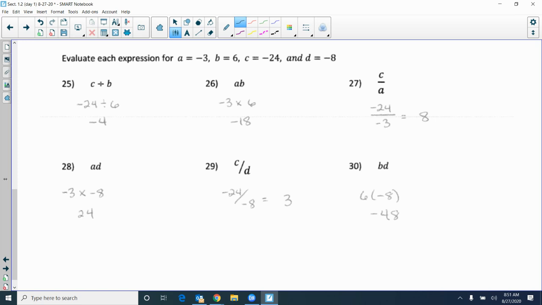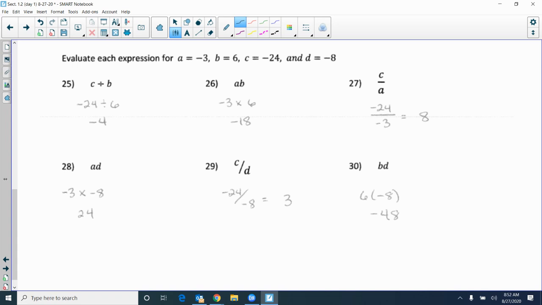Negative 24 divided by 6 is negative 4. 26 is negative 3 times 6. 27, positive 8, your final answer. 28 should be 24. 29 should be 3. 30 is negative 48.